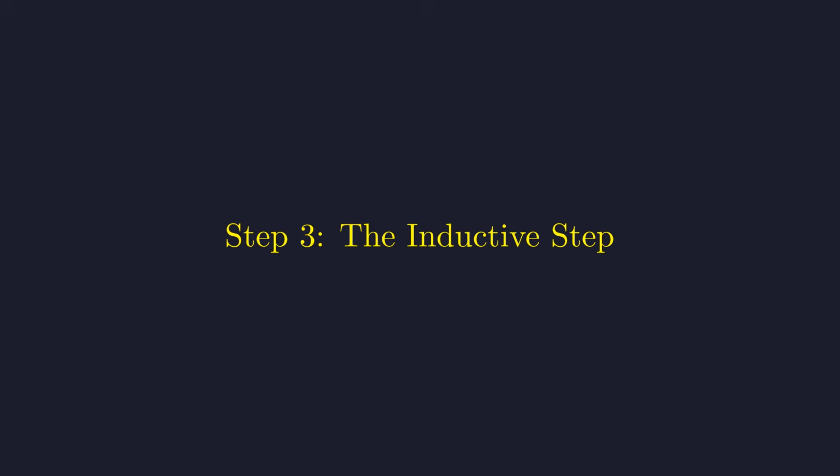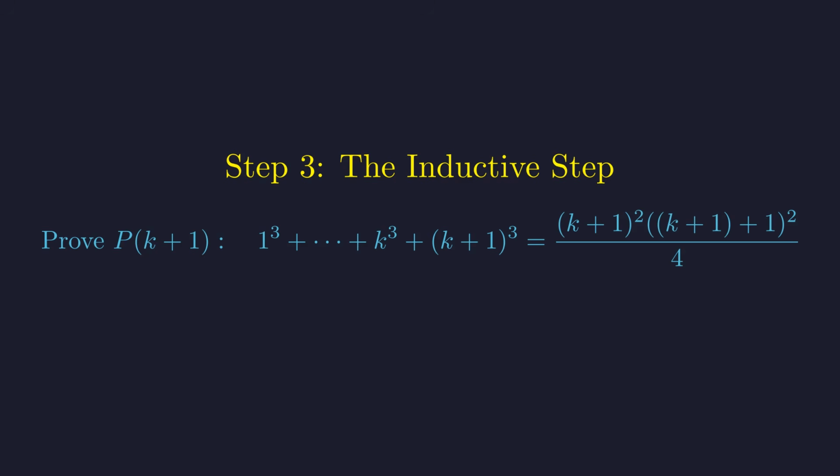Now, for the crucial part, the inductive step. We must prove that if our hypothesis is true for k, then it must also be true for the next integer, k plus 1. This is our goal. We need to show that the sum up to k plus 1 cubed equals this expression on the right. Let's simplify the expression on the right side to clarify our target.